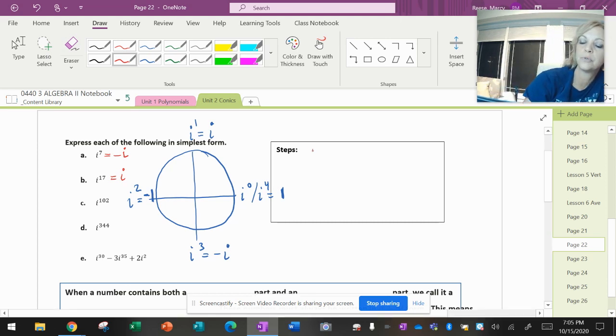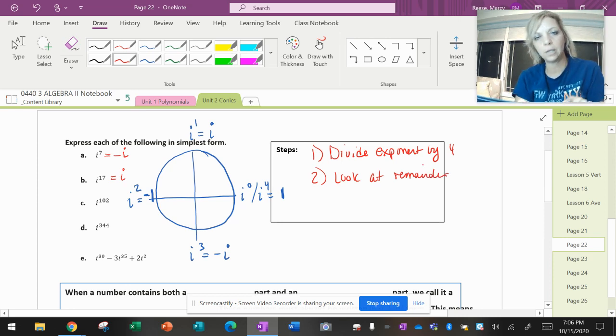So here are some steps you can use, because now we've got i to the 102, and that is a lot of counting around. Or i to the 344, come on now, right? We're not doing that. So this is what you're going to do. You're going to divide the exponent by 4, all right? And you're going to look at the remainder only. I don't care about the whole number.